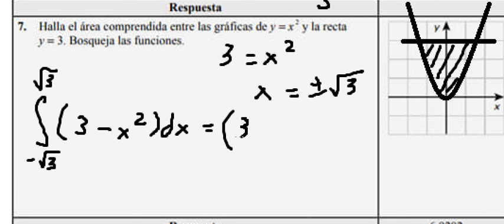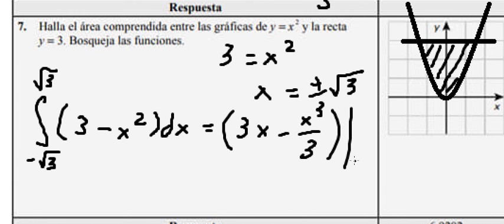We get 3x minus x to the power of 3 over 3. And we have the boundary from the negative of the square root of 3 to the square root of 3. And we get 4 multiplied with the square root of 3.